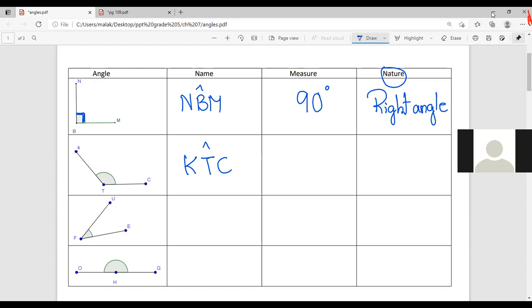Okay, yeah. So how do we measure it? We will use what? The protractor. Okay, I hold it. Where should I place the center of the protractor? At which letter, Farah? On T. At T. Yeah, Mustafa, stay silent.